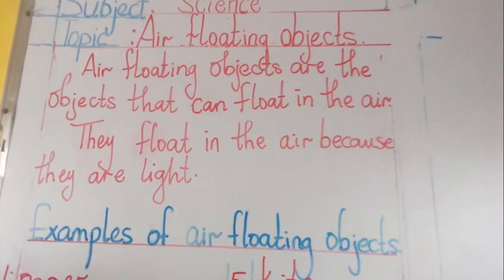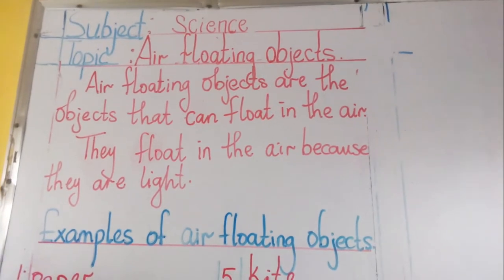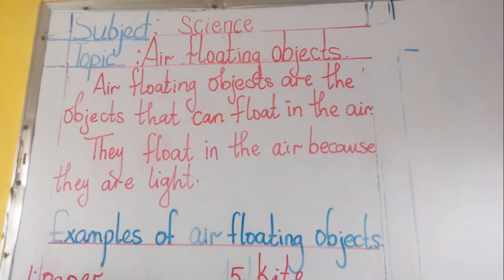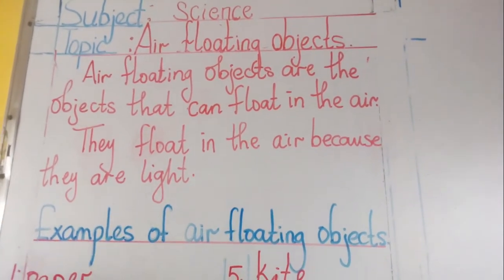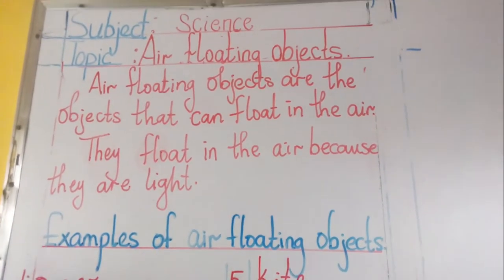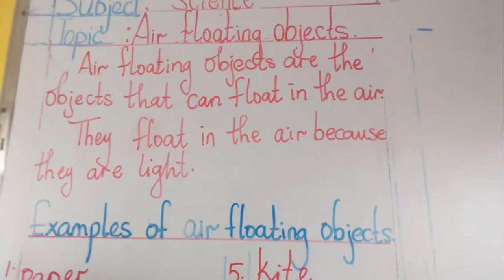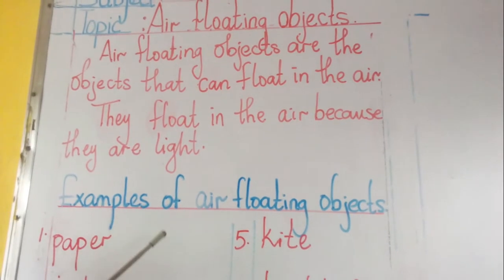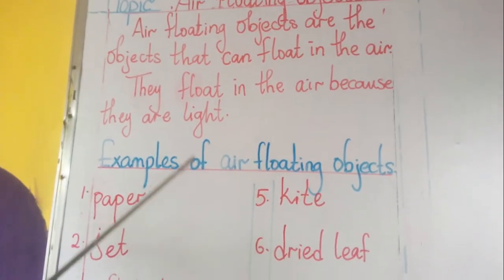What makes objects stay afloat, fly in the air, you may say? It's because they are light. If they are heavy or thick, they cannot fly in the air. Because they are light, that makes them fly in the air. So let's look at some examples of objects that can float in the air. You can also call it a floating object.